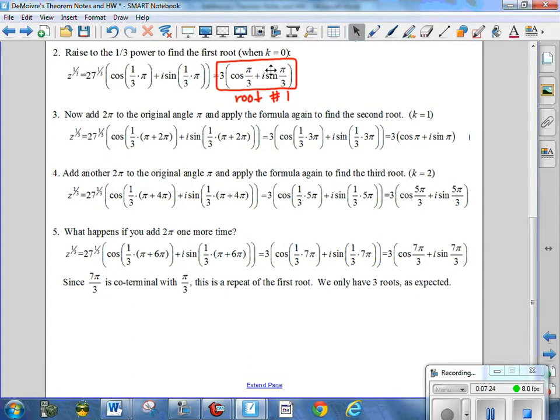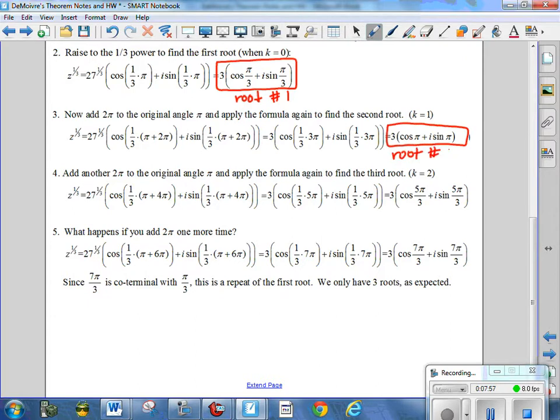Okay, looking at step number 3. What I'm going to do is add 2 pi to the original angle pi. So I notice my original angle is pi, so I have plus 2 pi in both of those spots, and apply the formula again. So I have 27 to the 1/3, cosine of 1/3 now times 3 pi. So 1/3 times 3 pi, which is pi. So I end up with 3 cosine pi plus i sine pi. So this now is root number 2.